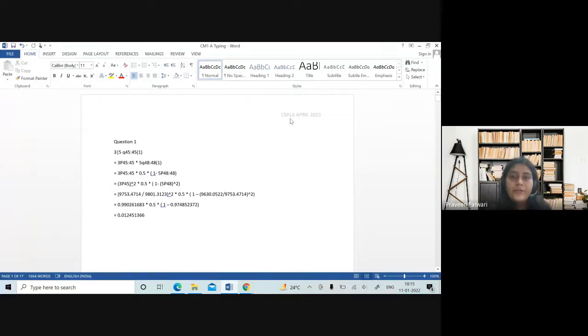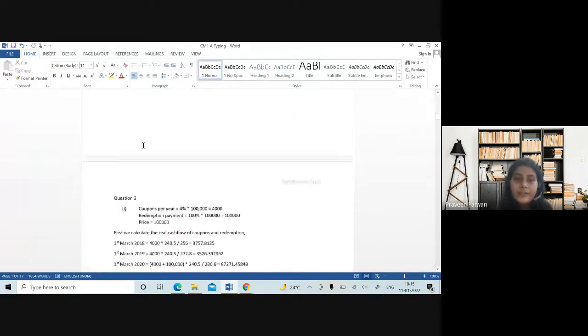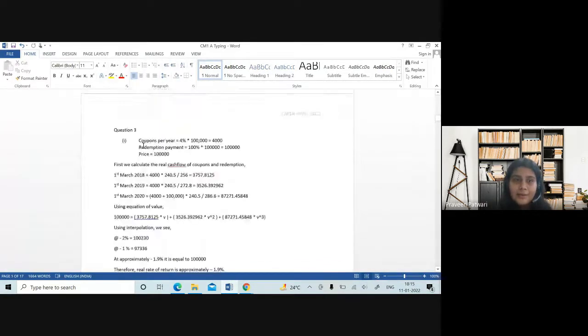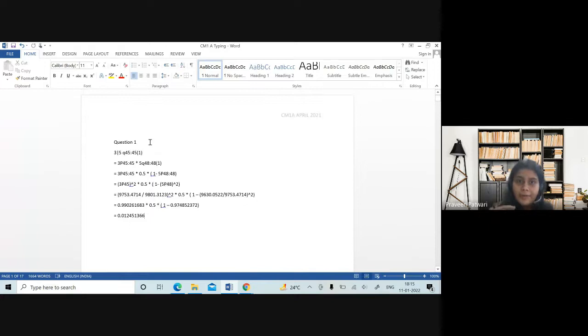So first of all, every question in a new page, as you can see, even she has done the same thing. Make sure there is proper line spacing over here. We can see her line spacing is, I think, around 1.5. So make sure there is adequate line spacing. I would say keep it to 2 because it looks even neater.